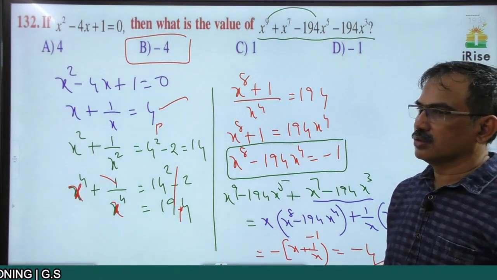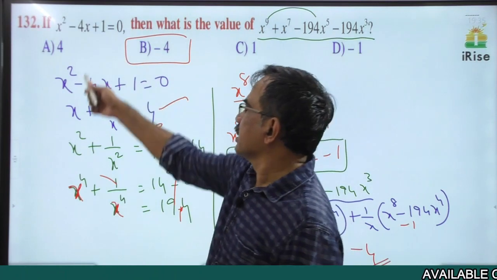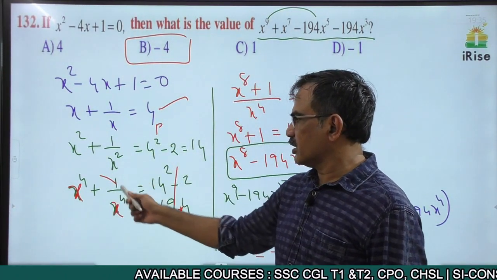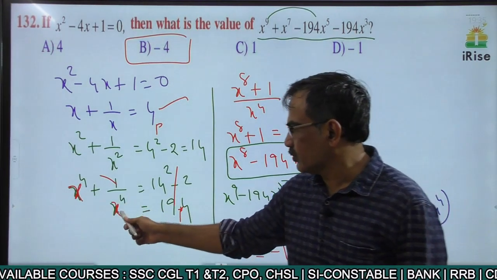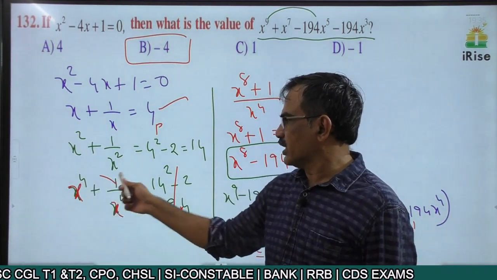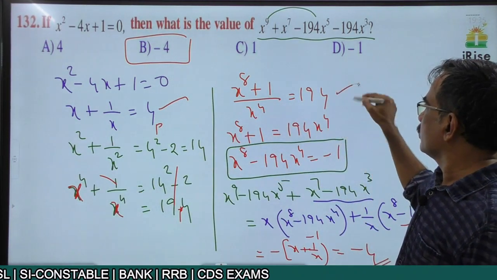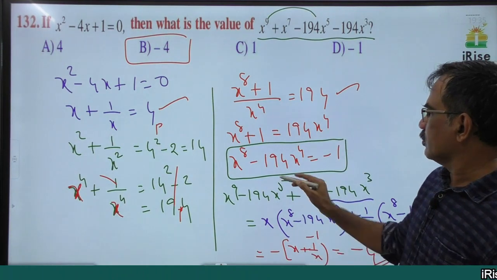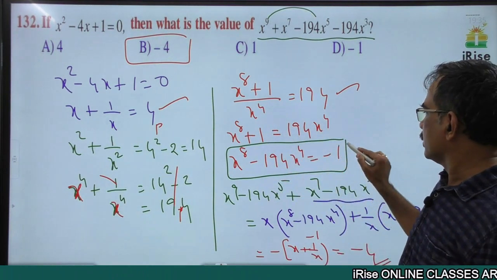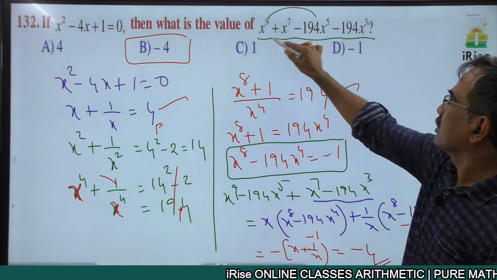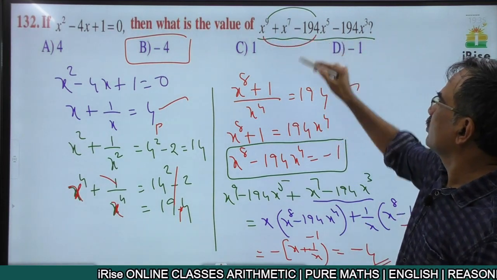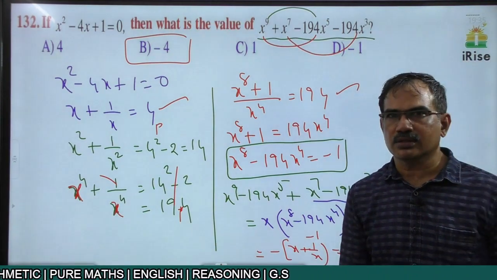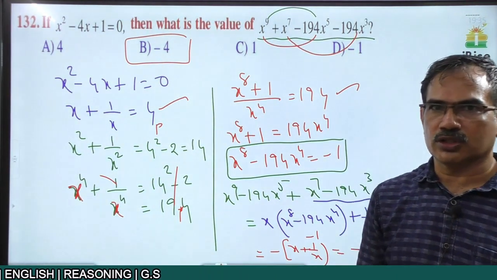A very good question. Once again, see, write this as x plus 1 by x is 4. Find x square plus 1 by x square. Similarly, x power 4 plus 1 by x power 4. Simplify this. x power 8 plus 1 by x power 4 is 194 here. Then x power 8 plus 1 is equal to 194 x power 4. Transfer to the left side. We get the value as minus 1. Then consider the question. By taking x common from these two and 1 by x common from these two, we get the answer. Okay. Next question, please.